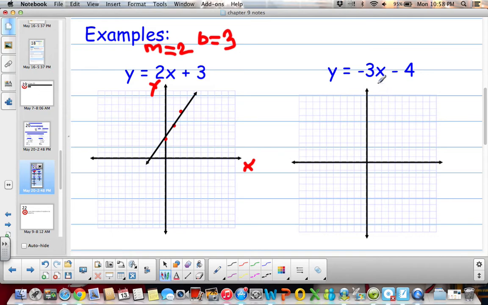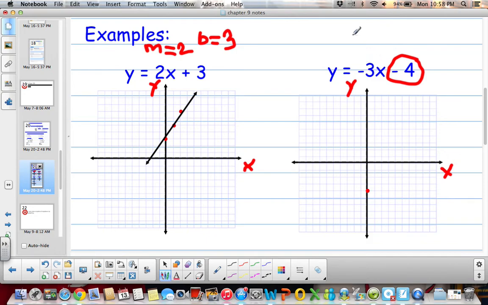Y equals negative 3x minus 4. Okay? So negative 4 is our y-intercept because it's minus. So we have 1, 2, 3, 4. Okay? Because it's always where it crosses the y-axis. Always is our y-intercept. And then our slope is negative 3.